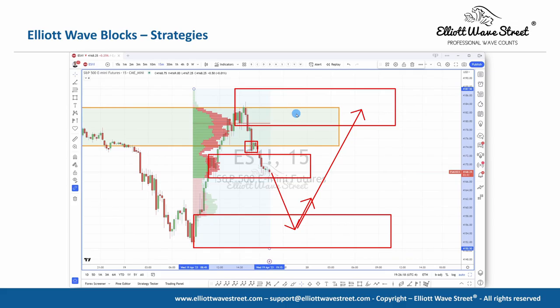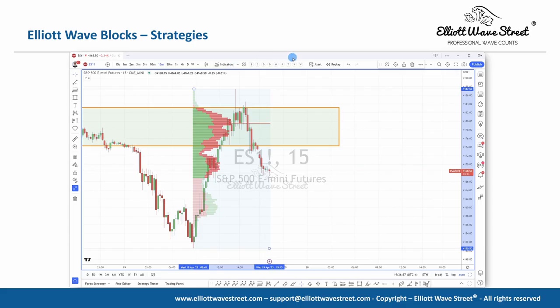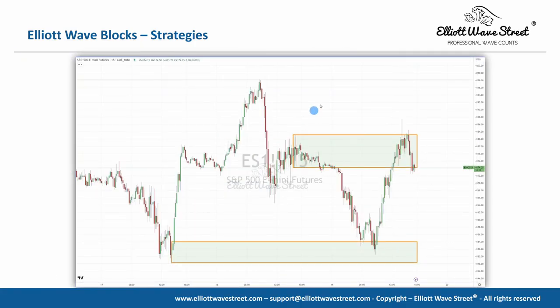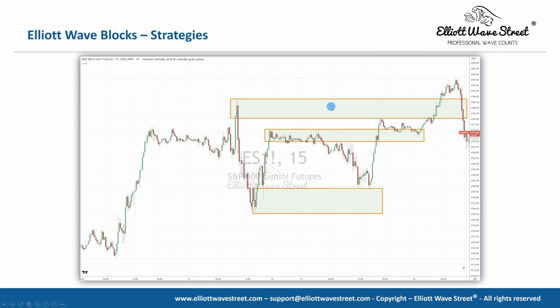And most of the times, even if we're wrong, let's say that we pick the one from the wrong bias, the plan is having at least a 1-to-1 where we can be safe. And if we are safe, then we can just follow the price or have a small loss or not having a loss. These are the setups from yesterday on a 15-minute chart.